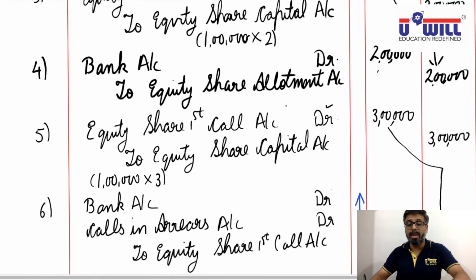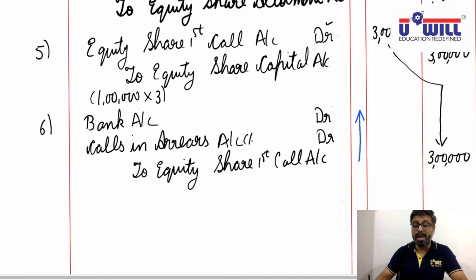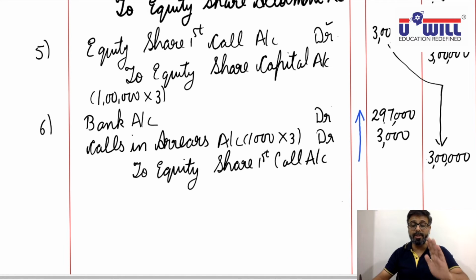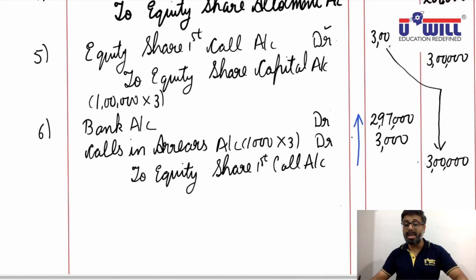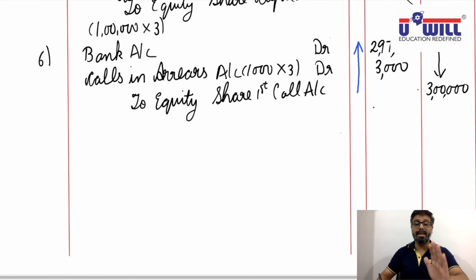That's why I said to you, the workings will always help you. So directly 1000 into 3, calls in arrears are 3000. And now go reverse. 3 lakhs minus 3000 we did not receive. What have we received? 2,97,000. So whenever you record the amounts of the receipt of allotment or call money entry, go reverse: first call account you credit with the full amount of 3 lakhs, calls in arrears 3000 directly from the workings, and then 3 lakhs minus 3000, what we have received, 2,97,000.